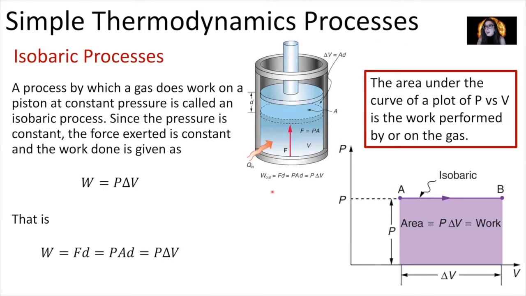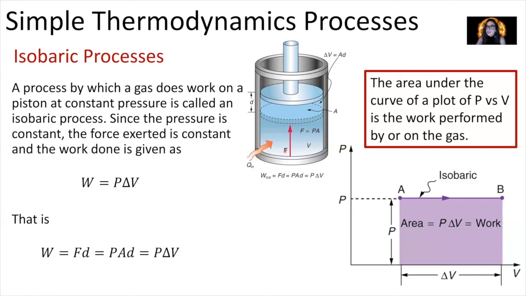We can apply the first law of thermodynamics to some simple processes. And in this case, we're going to think about a gas, and we're going to think about our first law of thermodynamics within the gas. And there are 4 different types of processes that we're going to talk about here. The first one is called an isobaric process. Isobaric means constant pressure. In an isobaric process, a gas does work on a piston at constant pressure.